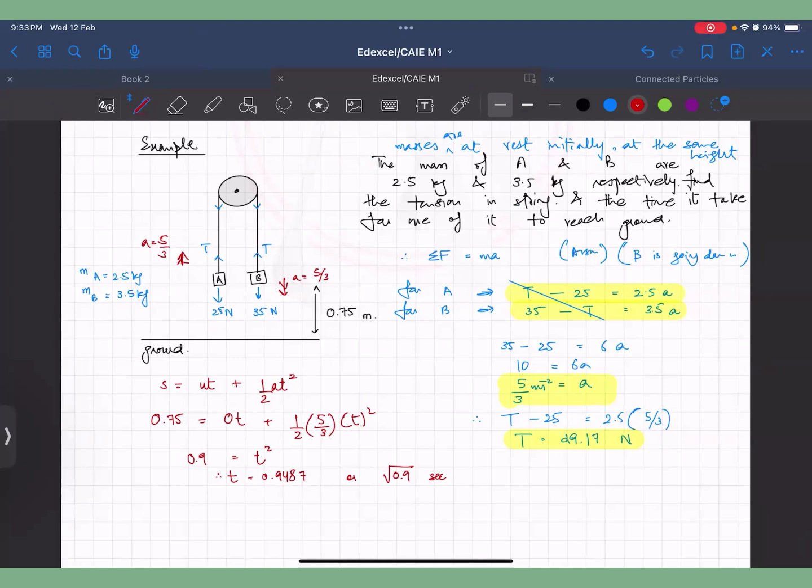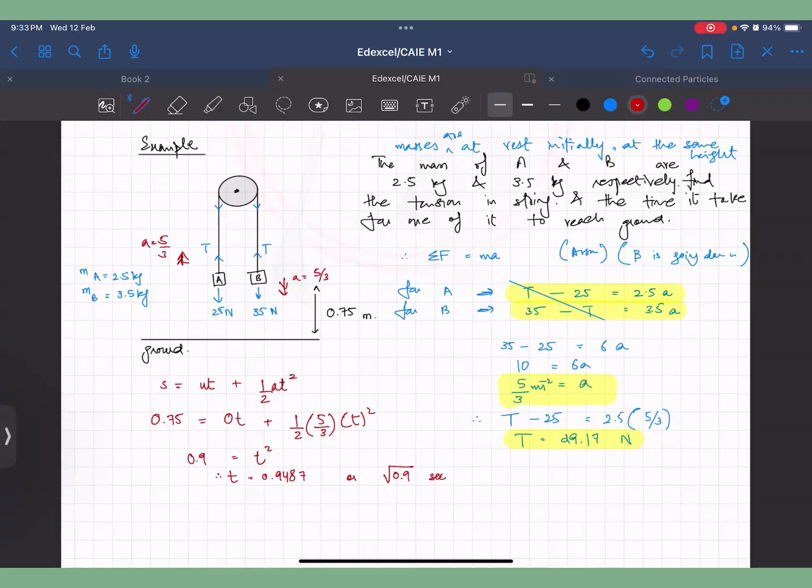Okay, that's it. This is the complete answer. Connected particles, we solved, we got the equations, and then we solved them, got the combined, common acceleration and the tension in the string. And then we used the acceleration to further solve it using kinematics, the simple equations of motion. Okay, all good till here? Any questions?